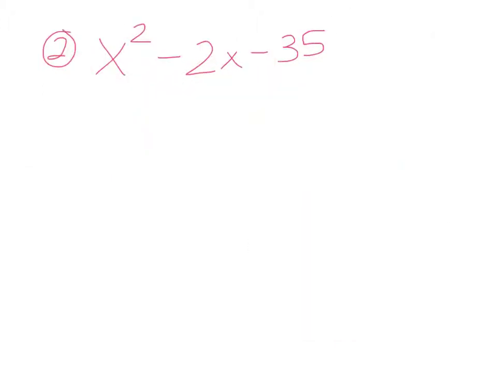All right, let's do another. Okay, so we have x squared minus 2x minus 35. Let's put a 1 in front of the x squared. Okay, and we're going to take a times c.